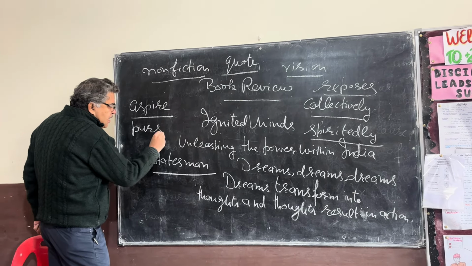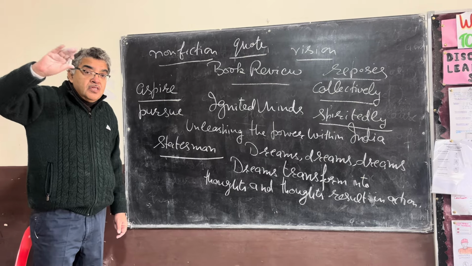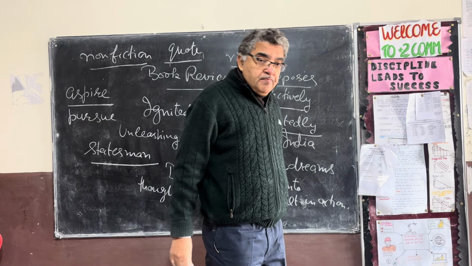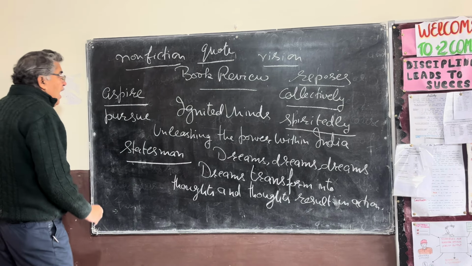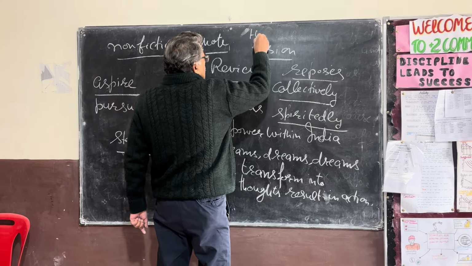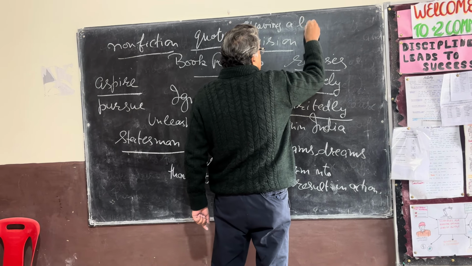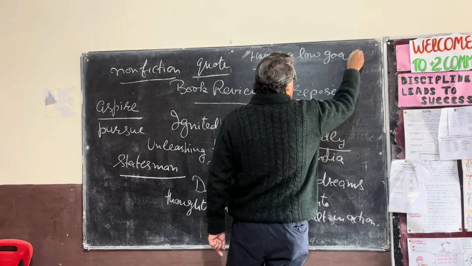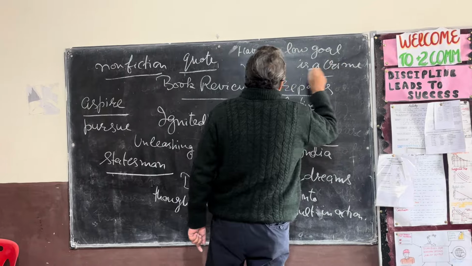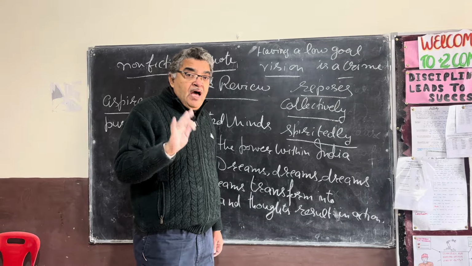Pursue, P-U-R-S-U-E. They pursue a high goal. What do they pursue? They pursue a high goal. Dr. APJ Abdul Kalam has written in this book that having a low goal is a crime. Having a low goal is a crime. So it's a crime to have a low goal.